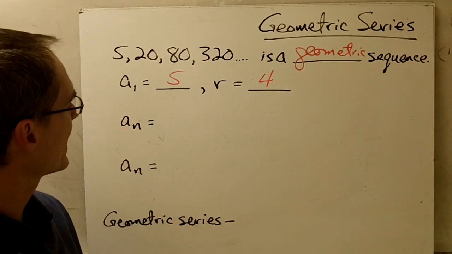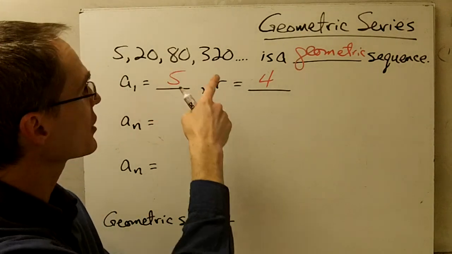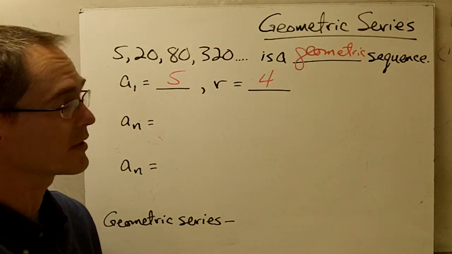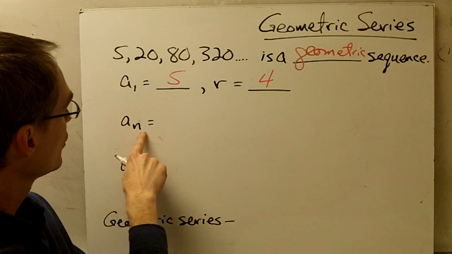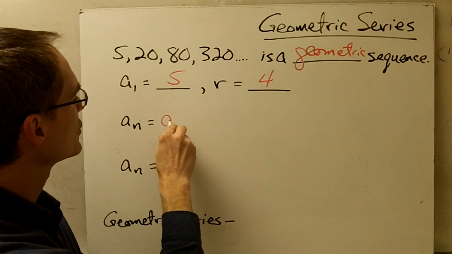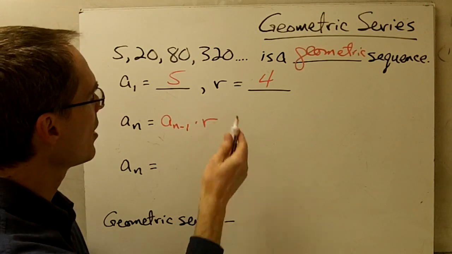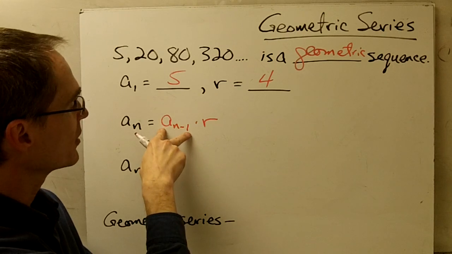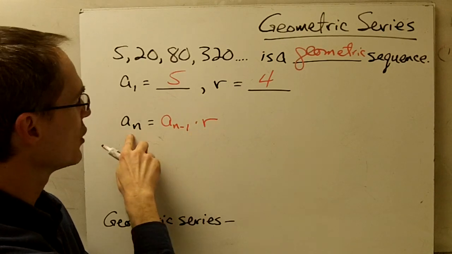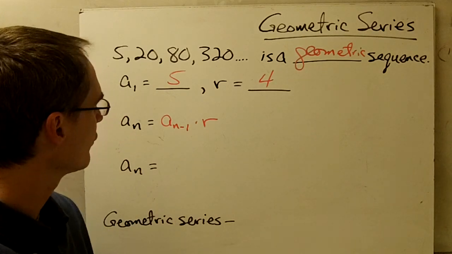And we have also talked about how we can come up with a formula for each of the terms in the sequence. And we can come up with a recursive formula, which means a sub n, a particular term in the sequence, is just going to be a sub n minus 1 times r. That is, the previous term times the common ratio will get us the next term in the sequence. And that's called a recursive formula.